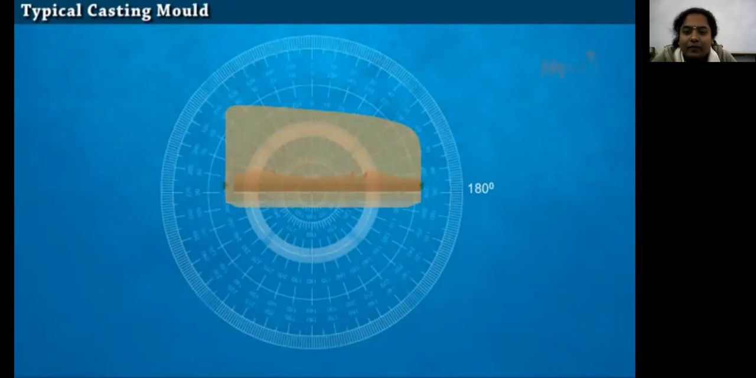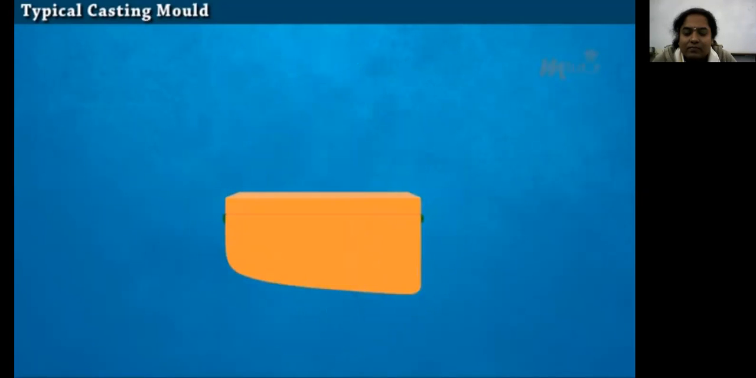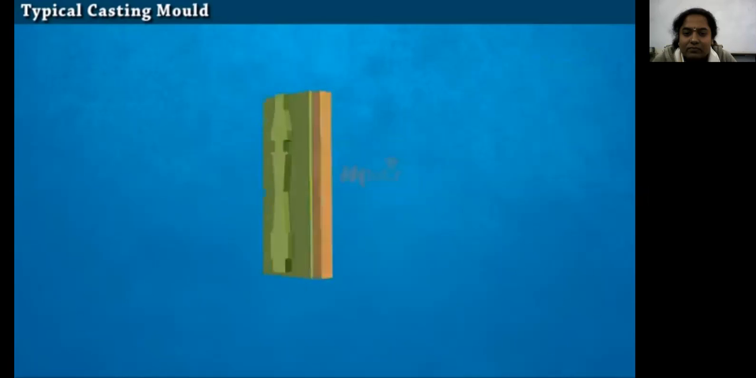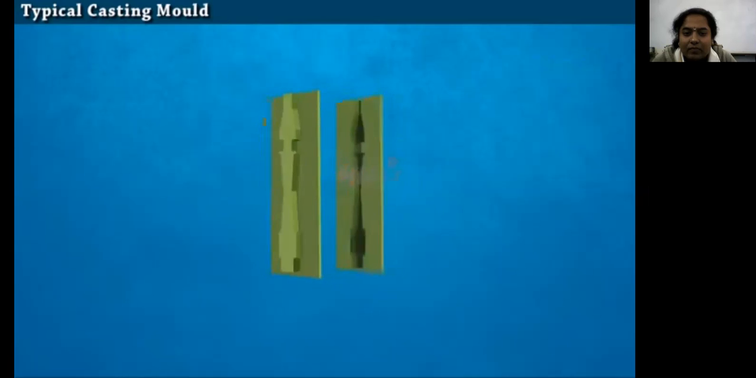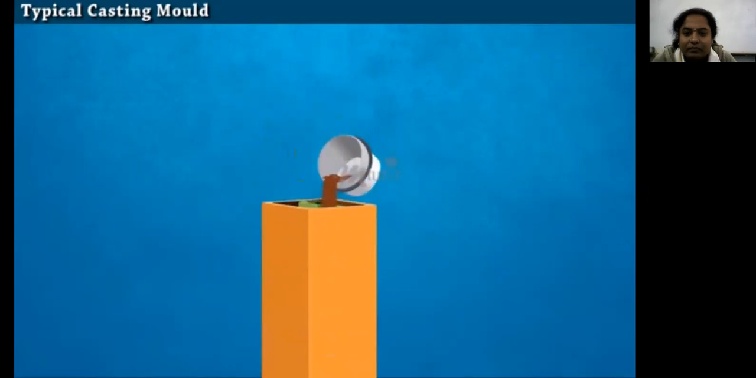The sand gets coated on the pattern. After hardening, the mold is removed from the pattern with the help of ejector pin. These mold halves are assembled and metal is casted to obtain the desired product.